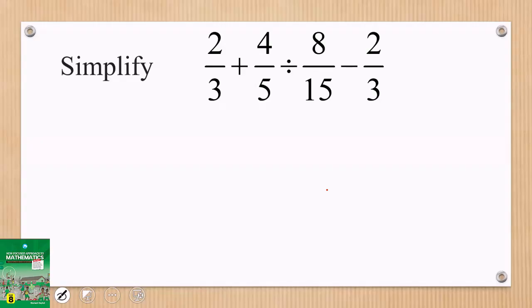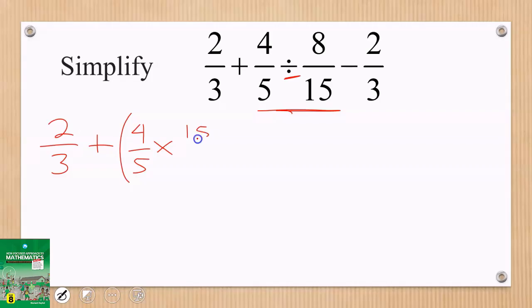So let's say we have to simplify this. According to BODMAS, since we don't have a bracket, we need to deal with division before addition and subtraction. So we could have 2 on 3 plus, that I can now put into a bracket because I want to do that separately, and that would be 4 over 5. And because it's division, I can move it as multiplication and put 15 over 8. And then minus 2 divided by 3. I'm sure you know how to handle division of a fraction by a fraction.